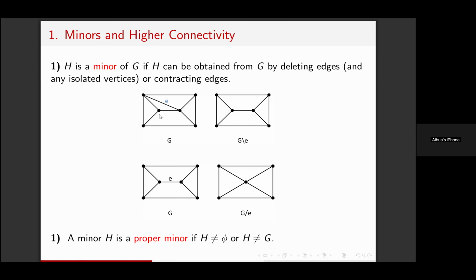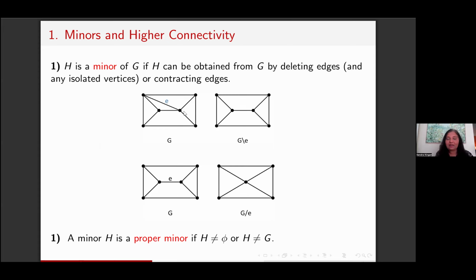Okay. A graph H is a minor of a graph G if H can be obtained from G by deleting edges and any isolated vertices formed as a result, or contracting edges. Now, deleting edges is very clear. So in this graph G, where my mouse is, you have e, and you remove edge e, and you have this. You leave the two end vertices intact.